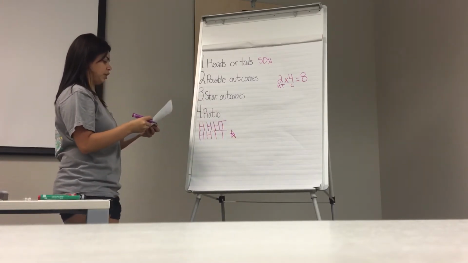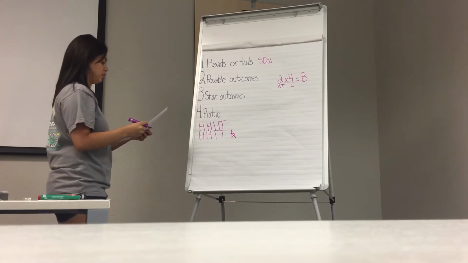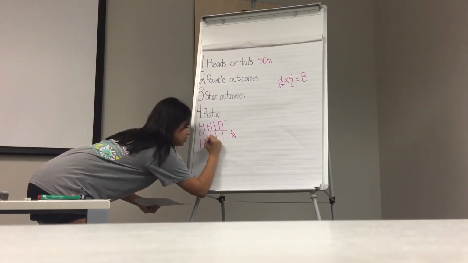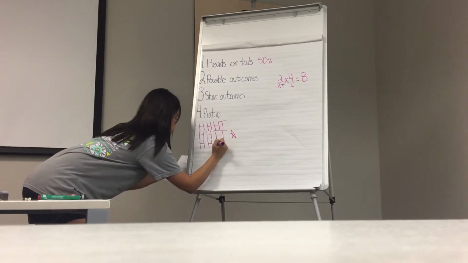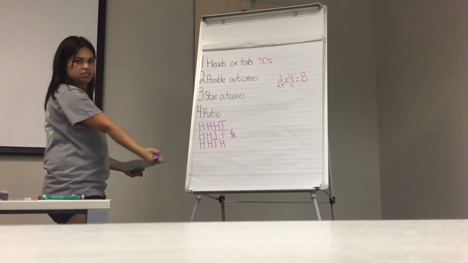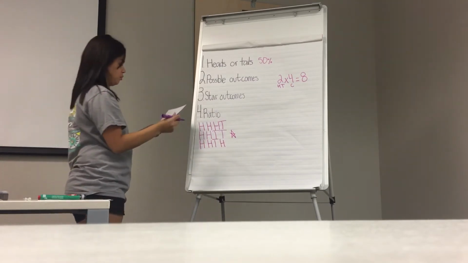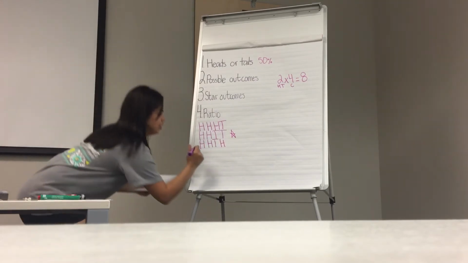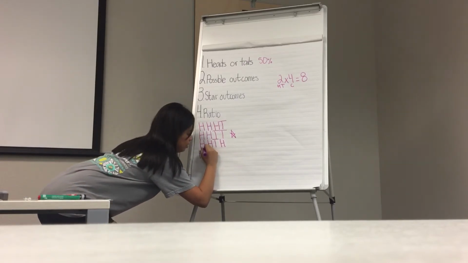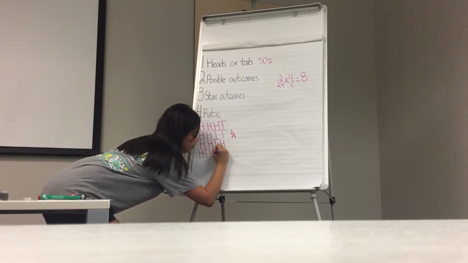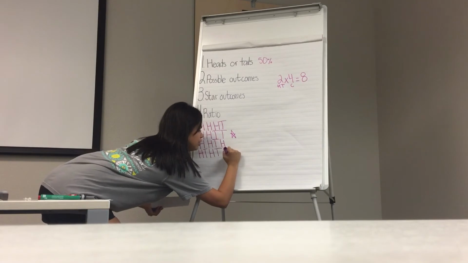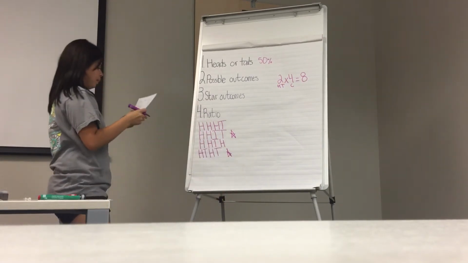And the next one we're going to list out is heads, heads, heads, heads, tails, heads. That doesn't look like two heads, two tails, does it? Nope. So we're going to do another one. It's going to be heads, tails, heads, tails. That looks like two heads, two tails. So we're going to do step number 3, and we're going to star.